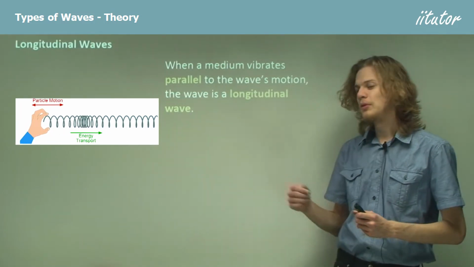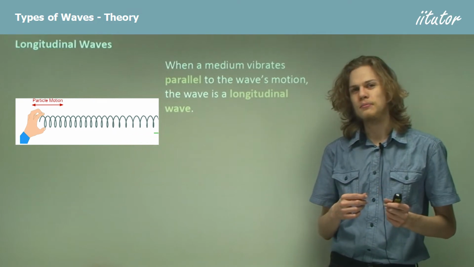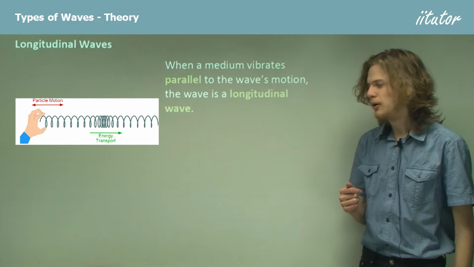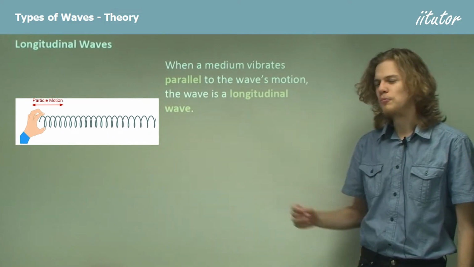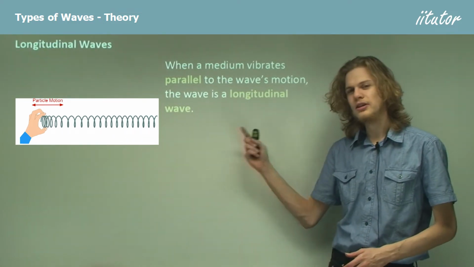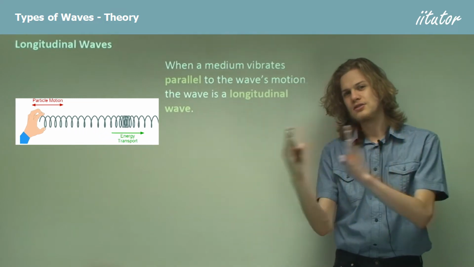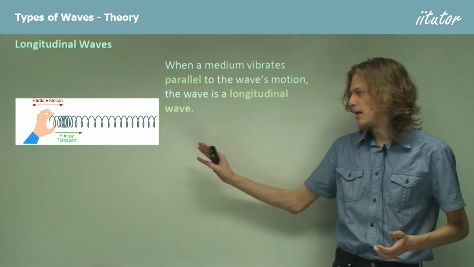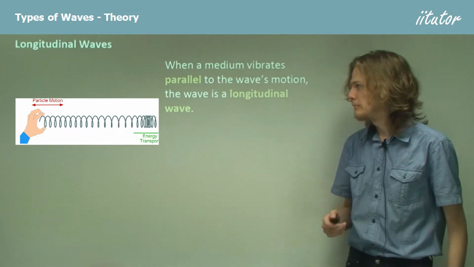So when a medium vibrates parallel to the wave's motion, then we say that it's a longitudinal wave. And so we can see that in the example of the slinky. The parts of the slinky carrying the wave are vibrating in the same direction as the wave is traveling. And we can see that that will allow the wave to propagate through the slinky.